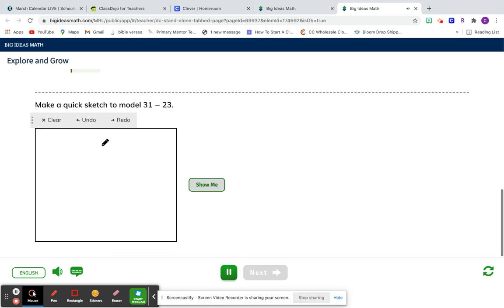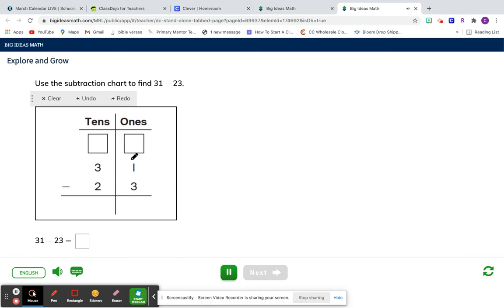Make a quick sketch to model 31 minus 23. All right, so let's look at 31. Now we have a number in our tens place here, minus 23. So we're going to come here, we're going to borrow, we're going to regroup, just like we did with the first one. 11 minus 3 is 8. Now the only difference is we are going to have to subtract here. 2 minus 2 is 0.